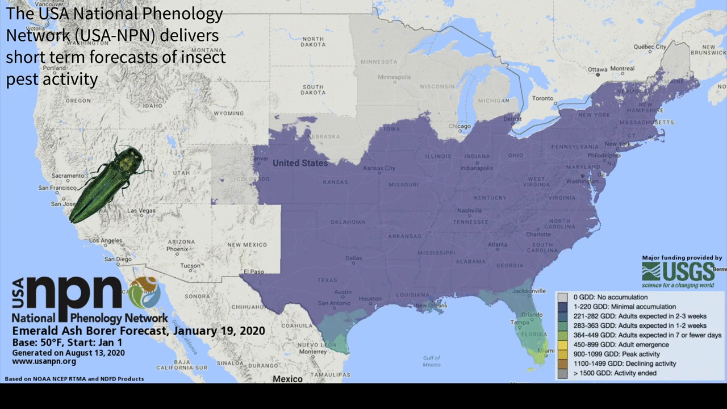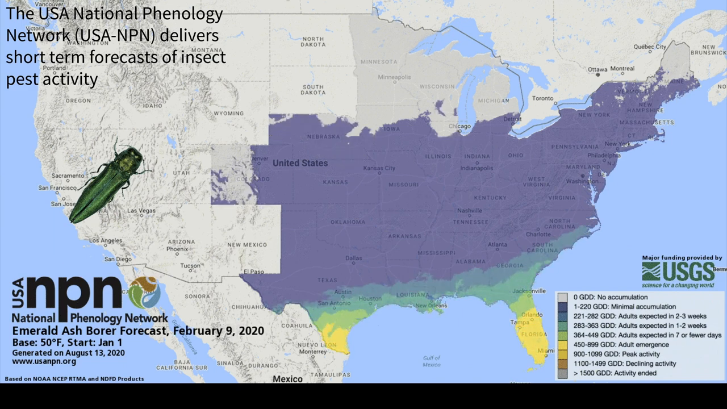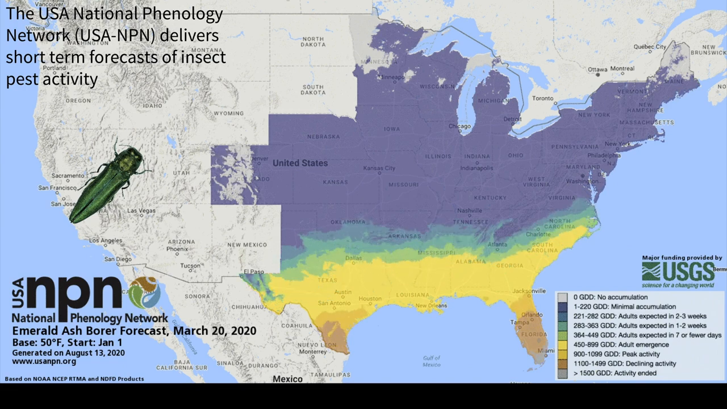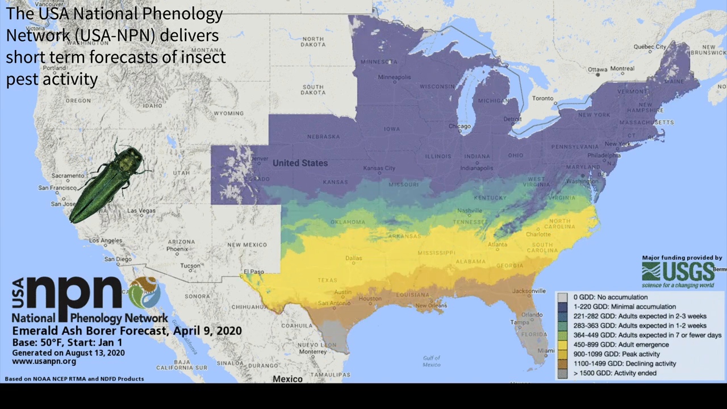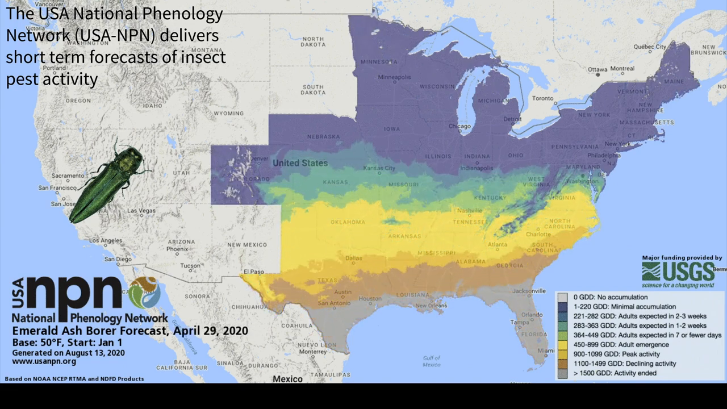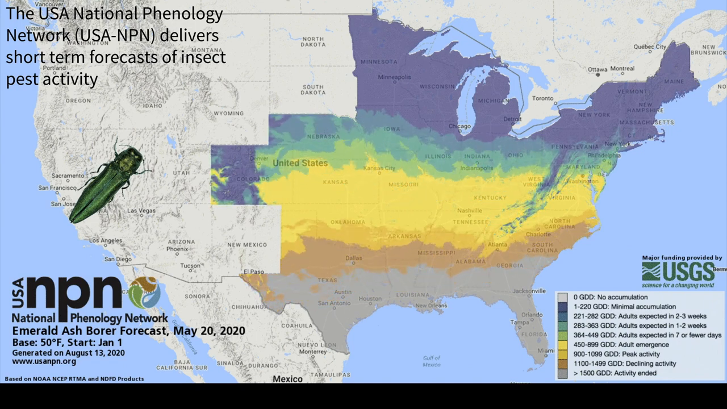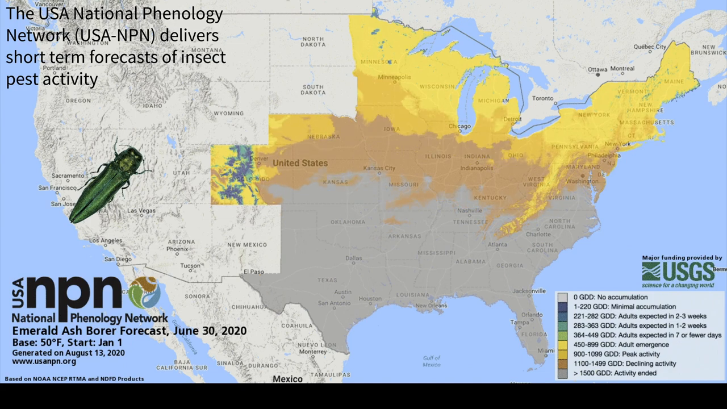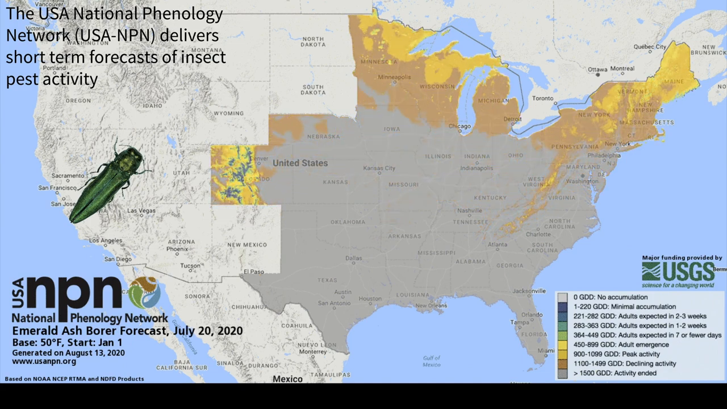Emerald ash borers spend most of their life cycle under the bark of ash trees. However, as adults, they emerge and spread to new trees. The USA National Phenology Network's Emerald Ash Borer Forecast Map shows whether locations are approaching, in, or past the window when adult beetles are expected to be flying and can potentially be controlled.